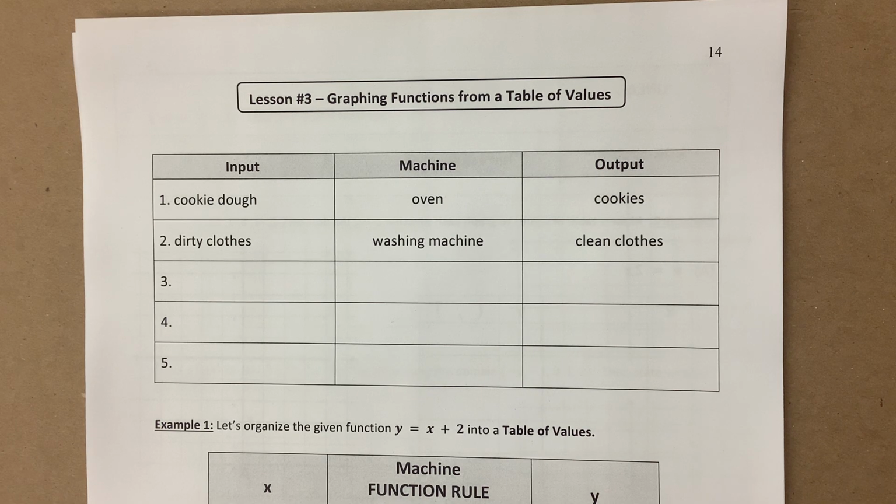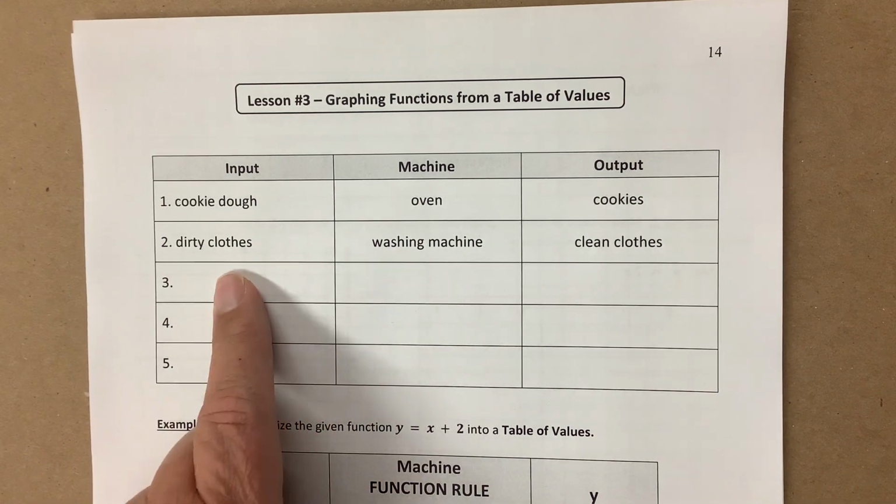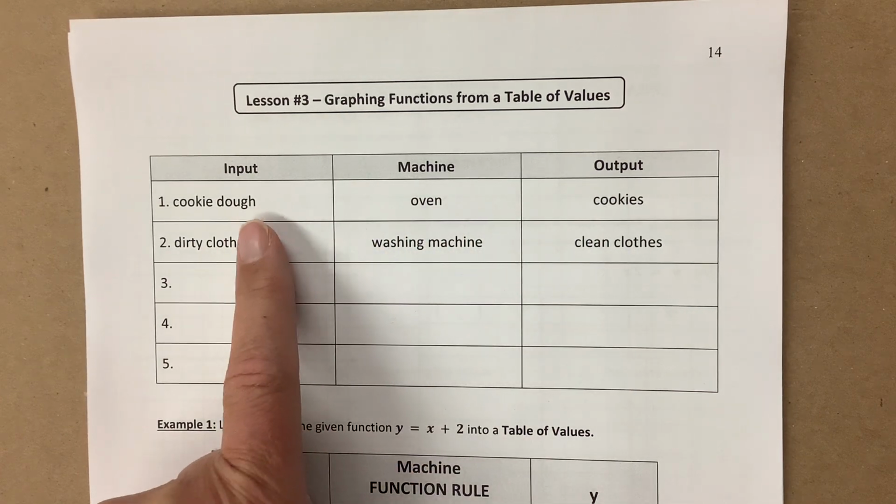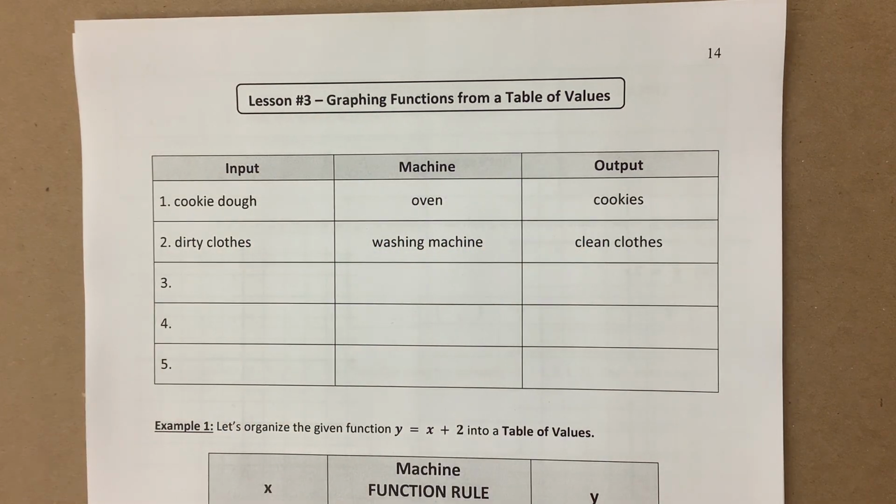We are on Chapter 2, Linear Equations, Lesson 3, Graphing Functions from a Table of Values. So earlier we talked about what a function is, and we decided that it was a machine that changed things. So, for instance, a washing machine takes dirty clothes and changes them into clean clothes. And an oven can change cookie dough into cookies. And it's a very consistent type of machine. It always changes things the way you expect it to. So you can't expect to put cookie dough in a washing machine and get cookies. If you put cookie dough in a washing machine, you're just gonna get wet cookie dough.